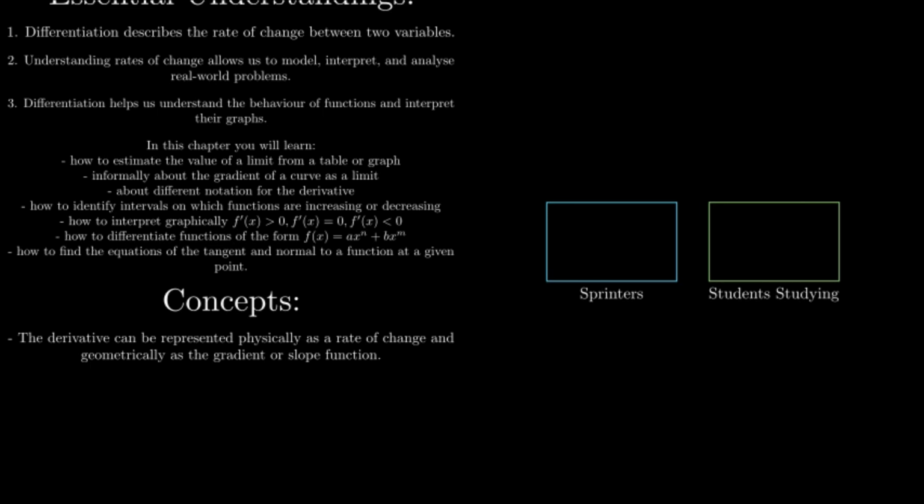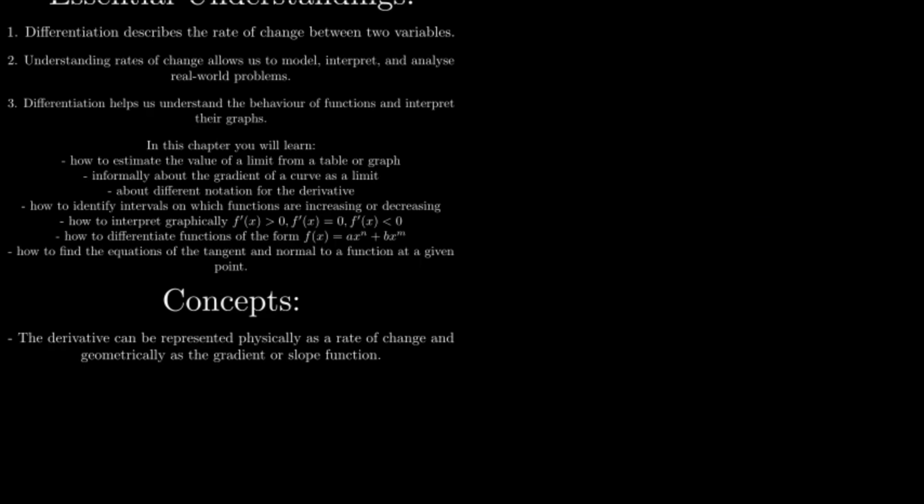For the sprinters, their position changes over time. Their speed is the rate of change of distance with respect to time. At the exact moment they leave the blocks, their speed is changing rapidly. That's a concept we can model with differentiation. For the students, perhaps we could model the rate at which they learn or solve problems. Differentiation gives us the language to talk about these kinds of dynamic changes precisely. Now, let's begin with the foundational concept that makes differentiation possible, the limit.